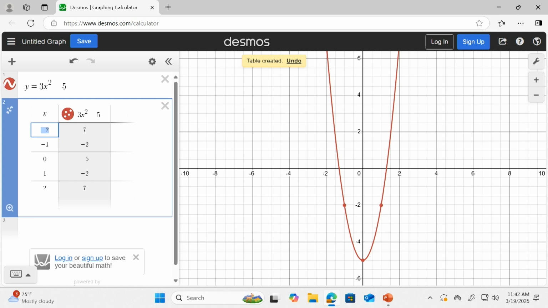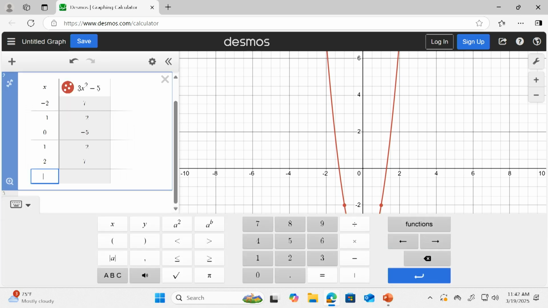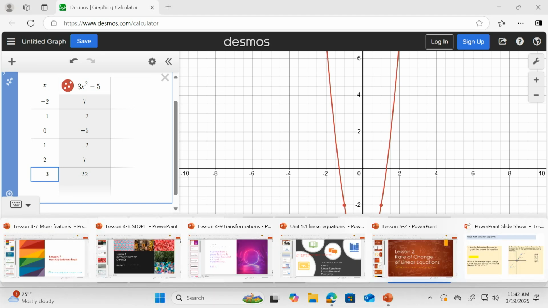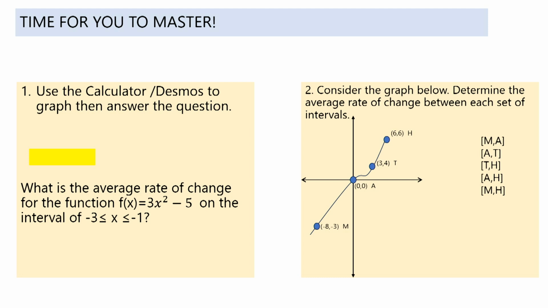And I am looking for -3 to -1. Well, I see the -1, but I don't see the -3. So what I'm going to do is put in the -3, and it gives me my answer. So I've got -3 at 22, -1 at -2. So let's go back and put that into our problem. I've got -3, 22, and I've got -1, -2. So here are my 2 points.